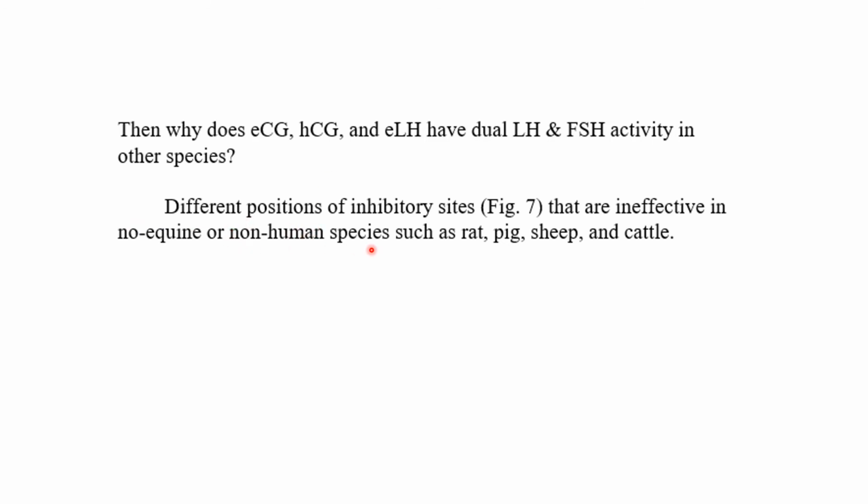And so there are different inhibitory sites in the receptor, that crosshatched area we saw in figure 7, in the rat, pig, sheep, and cattle, that don't prevent these three hormones from binding to these two receptors. Okay?